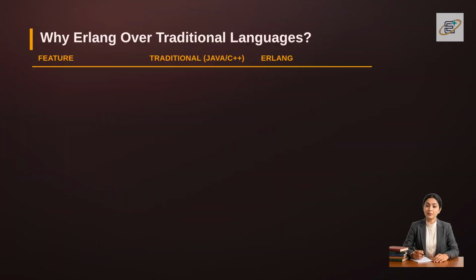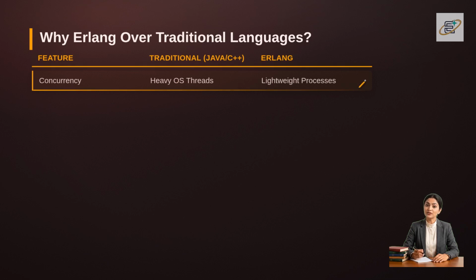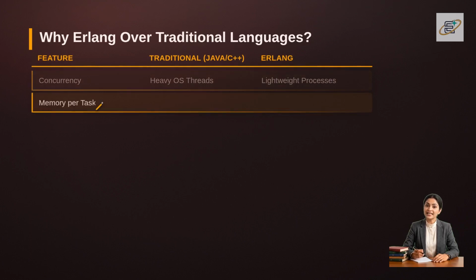You might be wondering why WhatsApp didn't just use Java or C++ for their servers. Let's compare them. In traditional languages, concurrency is handled using heavy operating system threads. Erlang, however, uses extremely lightweight, isolated processes. This is crucial for memory. A standard Java thread might consume several megabytes of memory just to keep a connection open. An Erlang process uses only a few kilobytes. This means a single Erlang server can hold millions of connections open simultaneously, whereas a traditional server would crash from memory exhaustion.